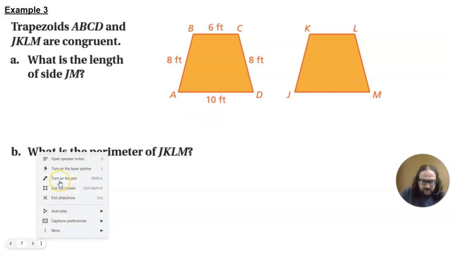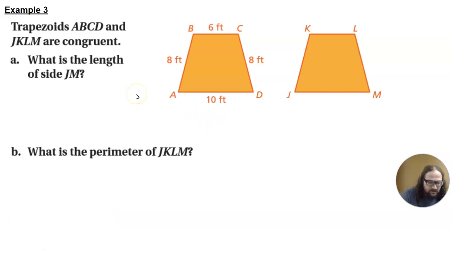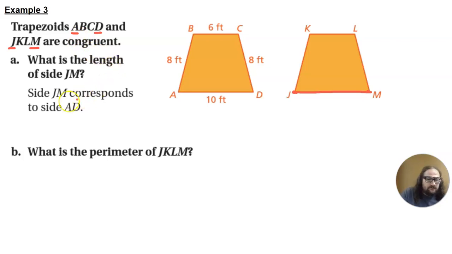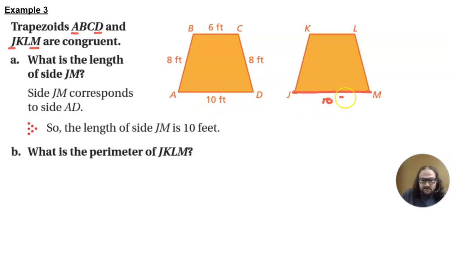Draw that. So JM is here. It starts at J, goes over to M. That corresponds to AD. And you can see that JM and AD are in corresponding positions in the name. So JM corresponds to AD. Well, if they correspond and the two shapes are congruent, that means that the side lengths are congruent. So that means that if AD is 10 feet, then JM is also 10 feet.